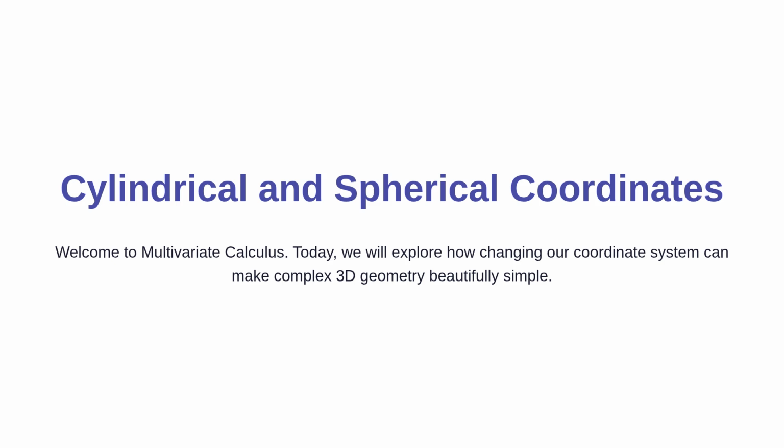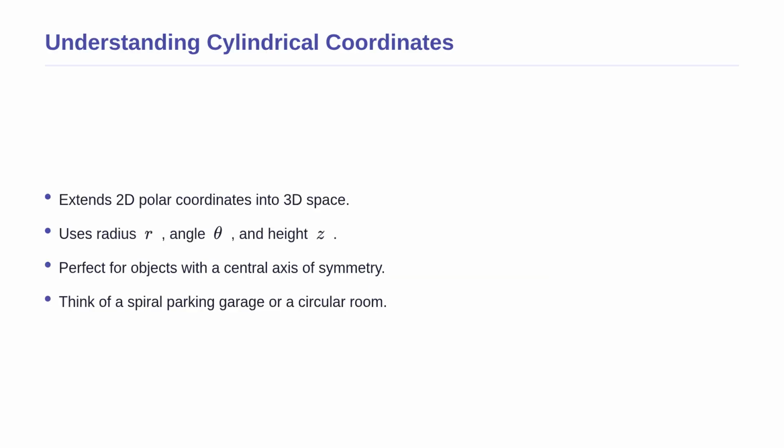Let us dive in. Let us start by imagining you are standing in a circular room and need to describe the exact location of a fly hovering in the air. Using standard Cartesian coordinates means measuring how far forward, how far left, and how high the fly is. But in a circular room, it is much more natural to just point at the fly, measure the angle of your arm, measure the horizontal distance to the spot directly under the fly, and then measure straight up.